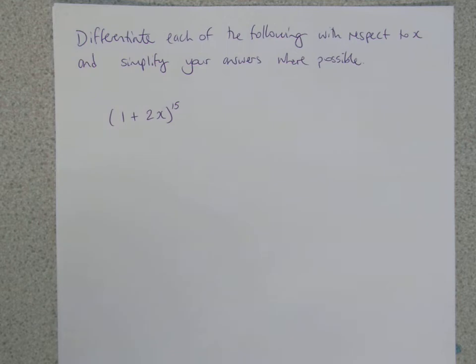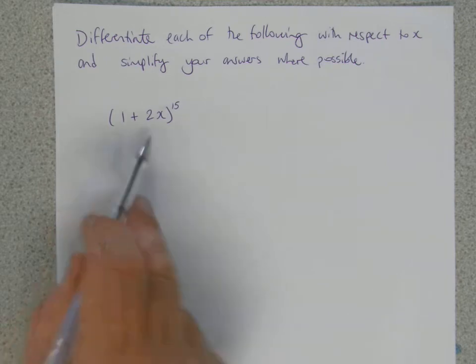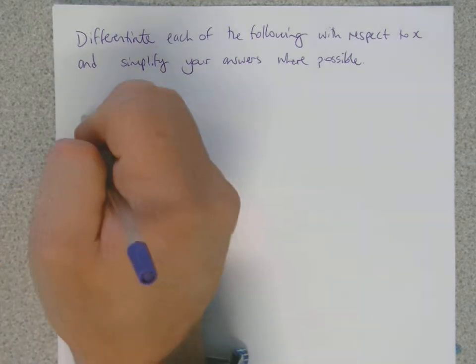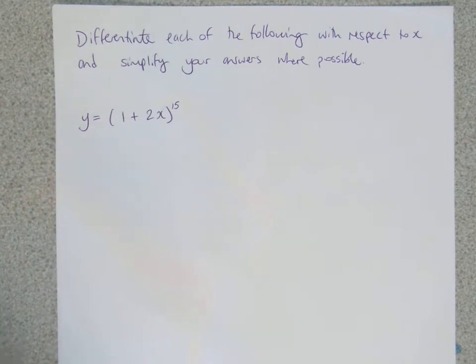Okay, differentiate each of the following with respect to x and simplify your answers where possible. So that's the type of question that comes up in the exam, and you get given a function such as follows, right? And the function's in terms of x, isn't it? So what we'll do, when that's given to us, is call the function y. So we'll say y equals, all right? That's what we'll do there.